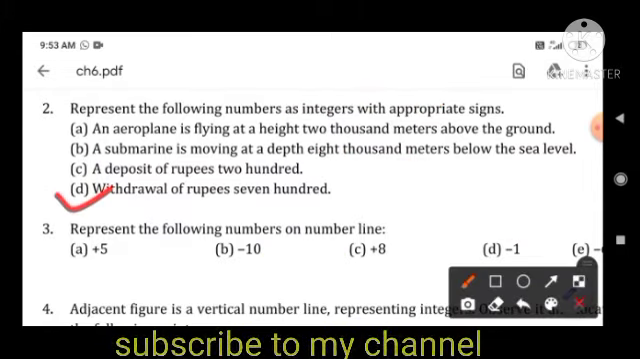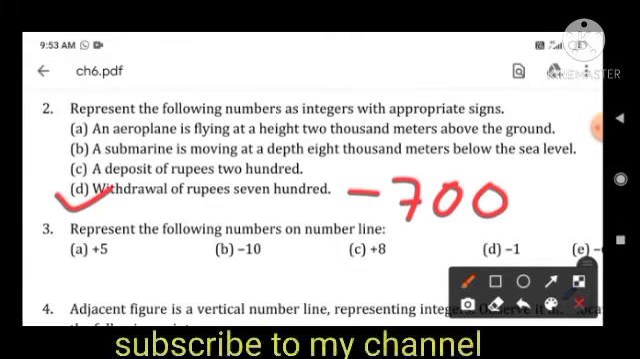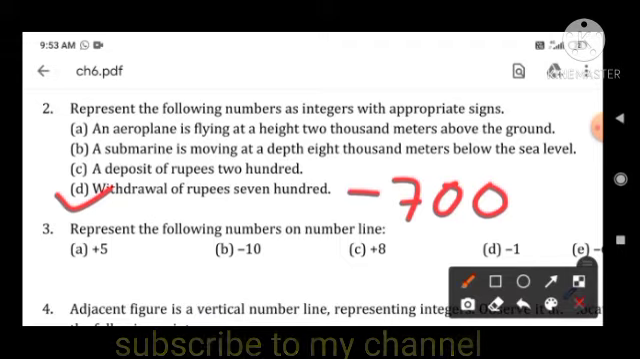So the answer will be minus 700. Withdraw means you have to give a negative integer, so minus 700. So hope you have understood. Please note down all the answers in your notebook. Now come to the next question, number 3.